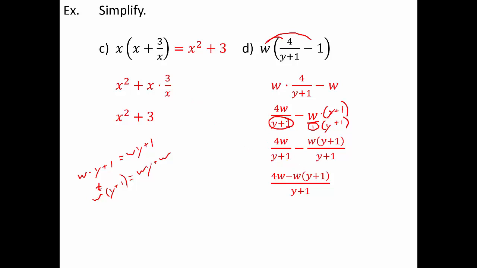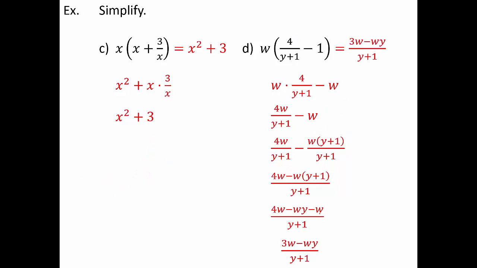Now be careful when I distribute that w, it's not just the w, it's also the negative. So negative w times y, negative w times positive 1 is going to give me negative wy minus w. But I'm not done until I'm done. Notice 4w minus w, that's going to give me 3w. And that would be my final answer.